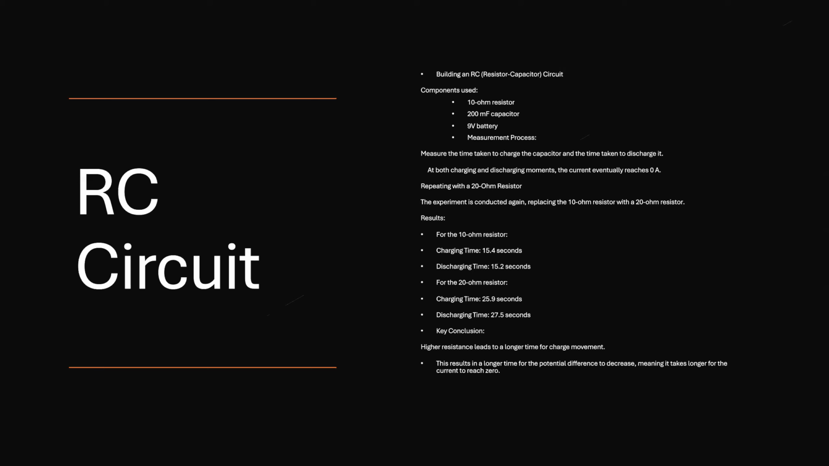The results for the 10 ohm resistor are a charging time of 15.4 seconds and a discharge time of 15.2 seconds. For the 20 ohm resistor, charging time 25.9 seconds, discharge time 27.5 seconds. Key conclusion: higher resistance leads to a longer time for charge movement.